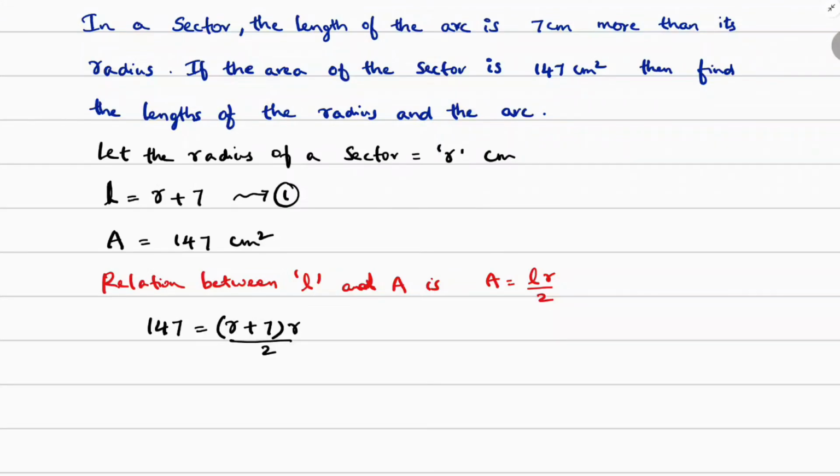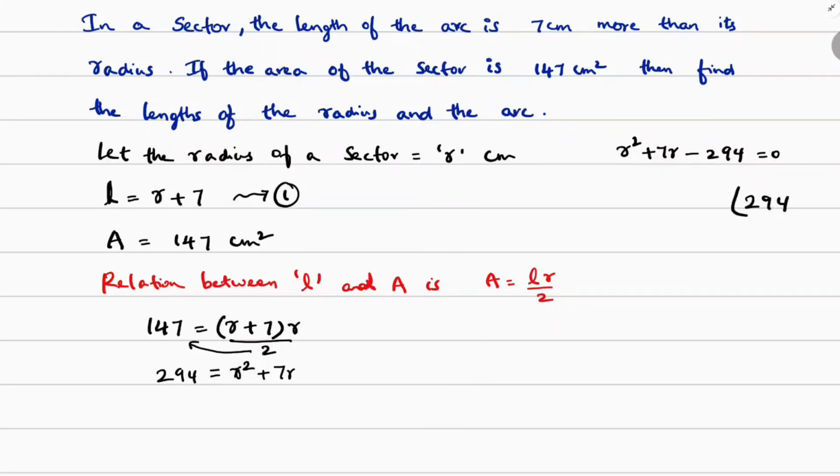So now if I'll do here, 147 times 2 is 294. So if I'll cross multiply, 147 into 2 is 294 equals, if I'll multiply here on the right side, R square plus 7R. So next if I'll frame this equation, R square plus 7R minus 294 equals 0. Now I need to factorize.